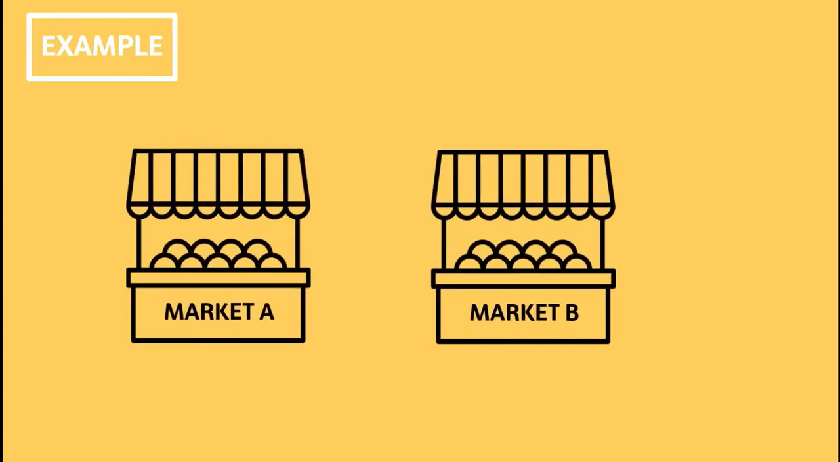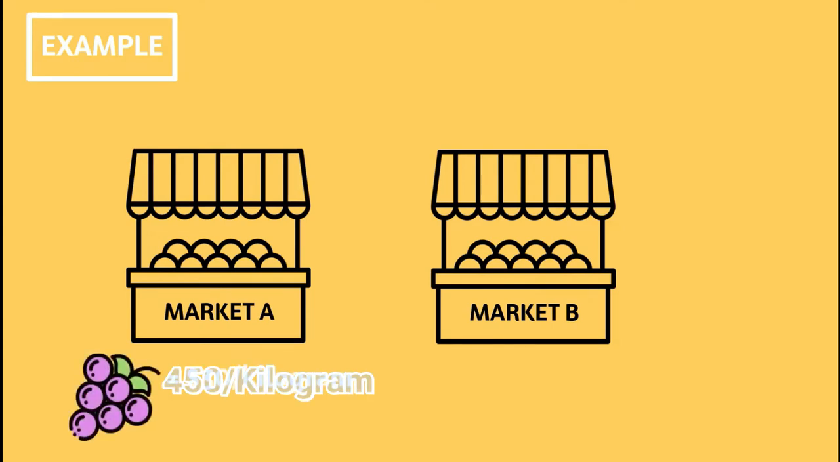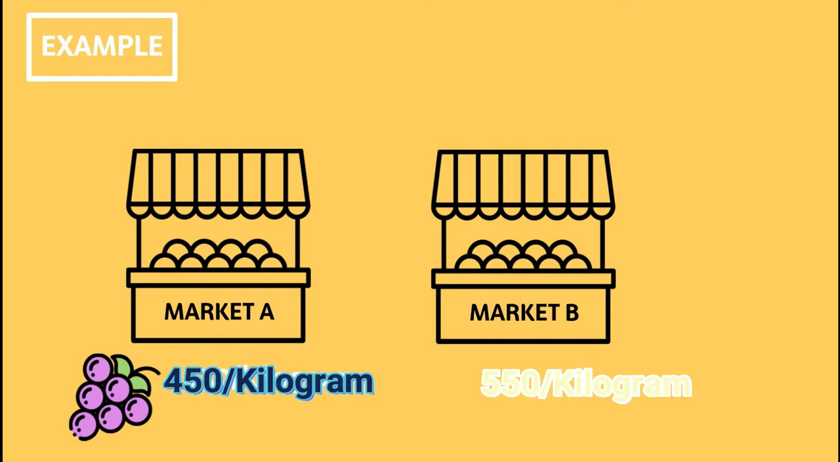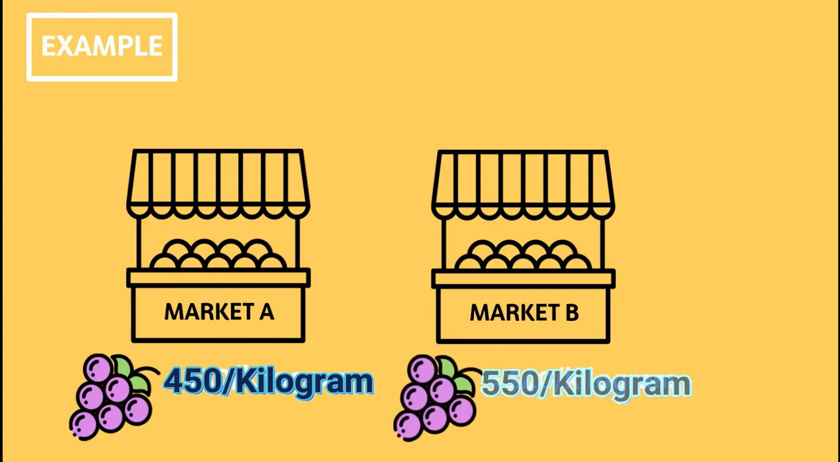Imagine we are living in a city. The city has two markets, Market A and Market B. Sa Market A, binebenta nila yung berries sa halagang 450 pesos per kilogram. And just down the street, sa Market B, binebenta naman nilang berries sa halagang 500 pesos per kilogram.